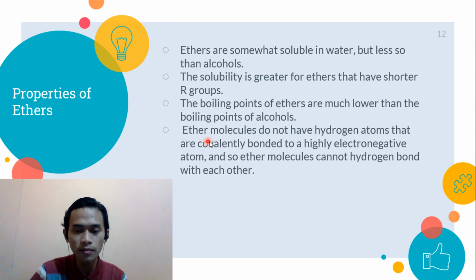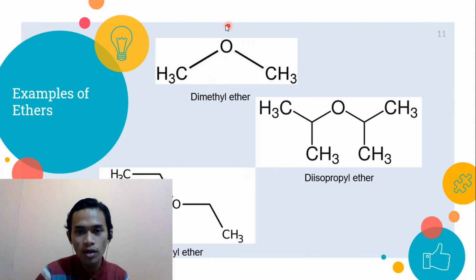And the last one, ether molecules do not have hydrogen atoms that are covalently bonded to a highly electronegative atom, and so ether molecules cannot form hydrogen bonding with each other. In alcohols, a highly electronegative atom, namely oxygen, forms a covalent bond with hydrogen, so it forms hydrogen bonding. But in ether, the oxygen is not bonded to hydrogen, so it cannot form hydrogen bonding with another ether.